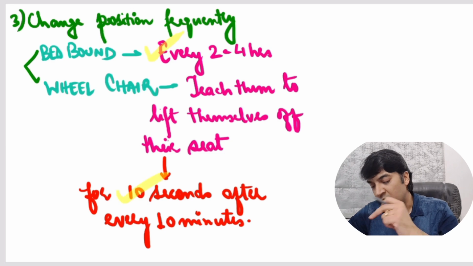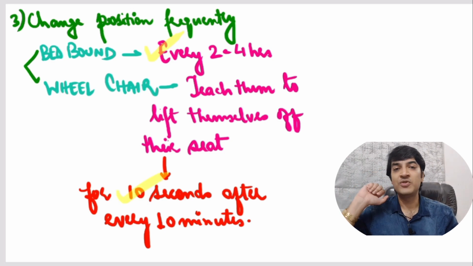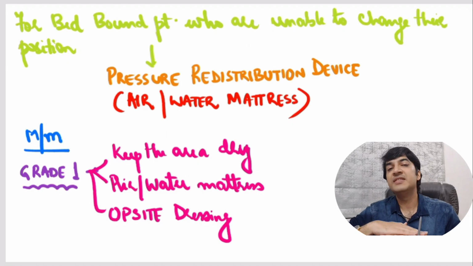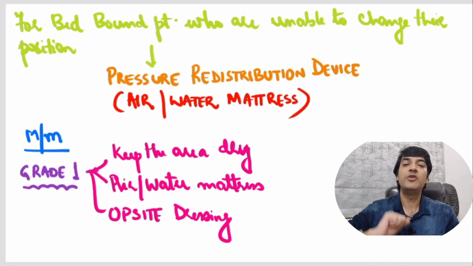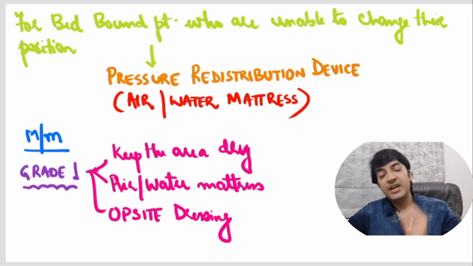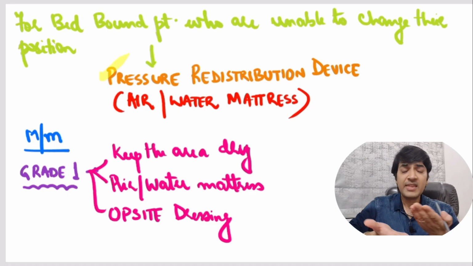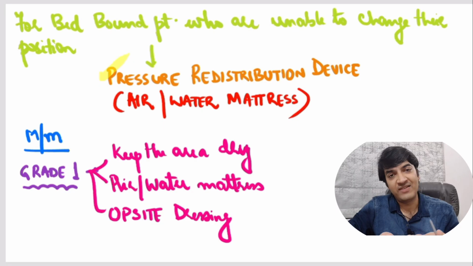Next thing that you need to know is that bed bound patients, in whom pressure injuries are expected to develop more. So for those patients you need to provide pressure redistribution devices. What are these pressure redistribution devices? Basically, they don't let pressure develop at one single point.